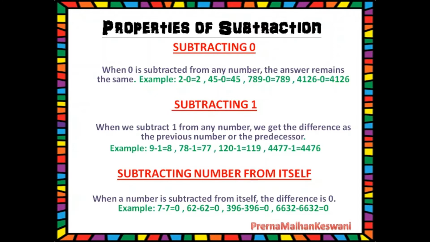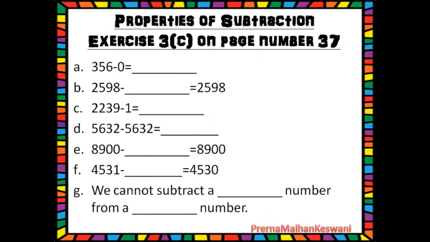Okay, again let's come back to the chocolate example. If you are having 7 chocolates and you give away all the 7 to your sister or your brother, so what are you remaining with? You have 0 because you have given everything. So when a number is subtracted from itself, the difference is 0. So let's talk about the 4-digit number. 6632 minus 6632 gives you 0. Alright, now let's do some questions of properties on subtraction.